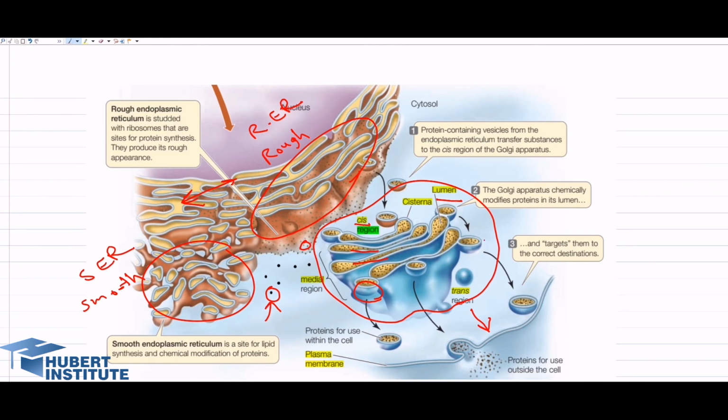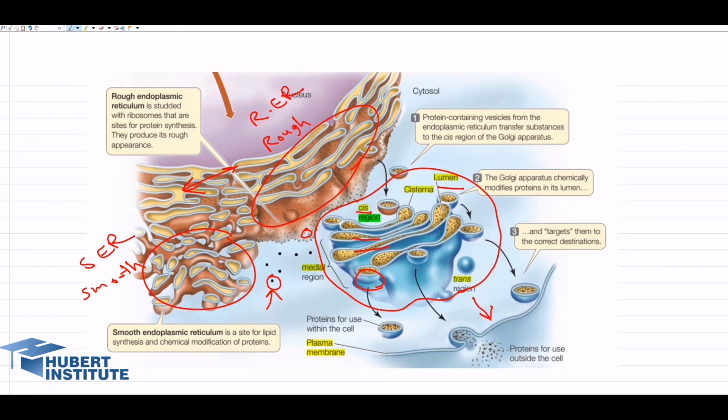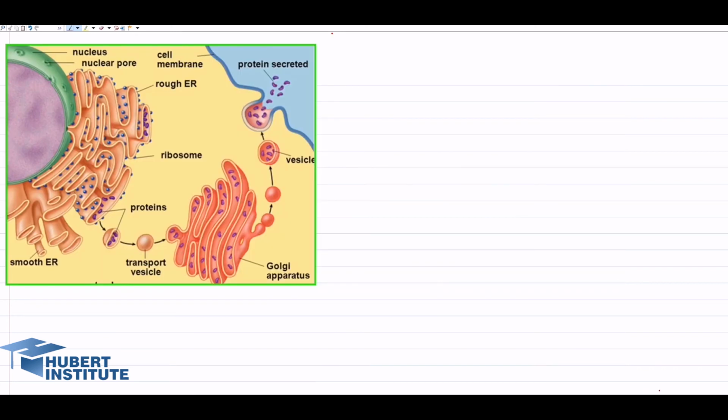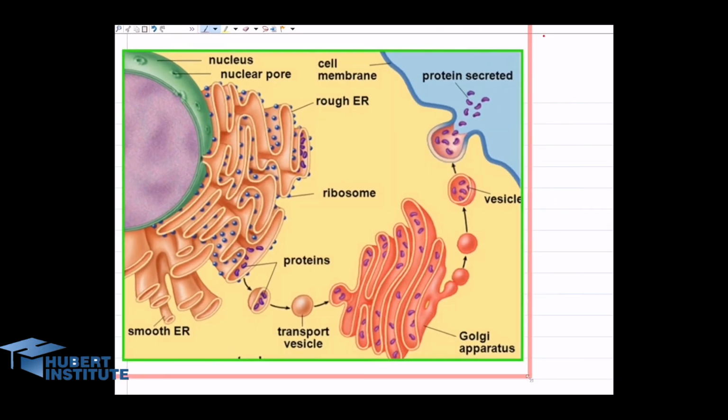The Golgi has several roles. It can modify proteins, like adding carbohydrate groups, and it also concentrates, packages, and stores proteins before they are sent to their cellular or extracellular destinations. At the end, just as a review, let's see how these organelles of the endomembrane system work together in order to transport a secretory protein to its destination, which is outside of the cell.